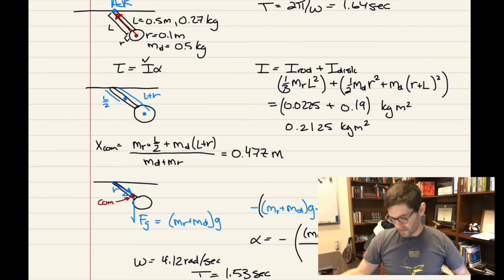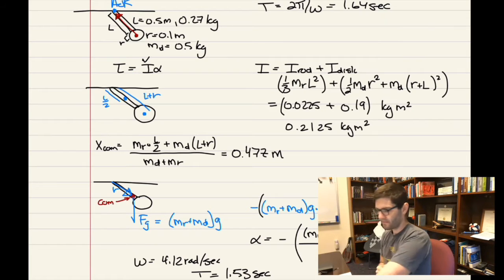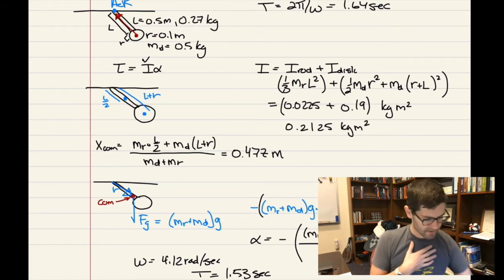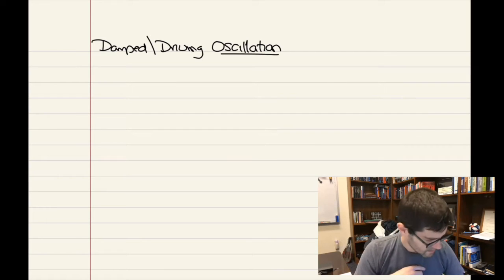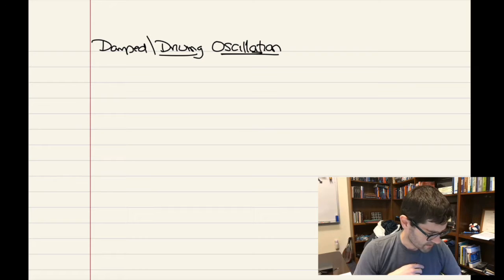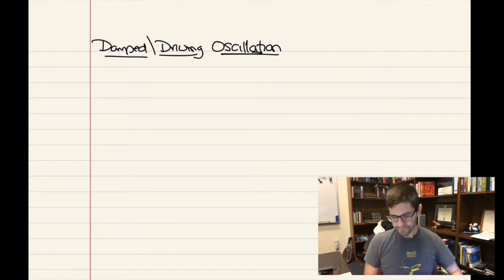So this next part is optional. If you want to, in the YouTube, you can skip ahead if you don't want to look at damped and driving oscillations. But I think they're kind of fun and easy to display in Mathematica, which is kind of nice.